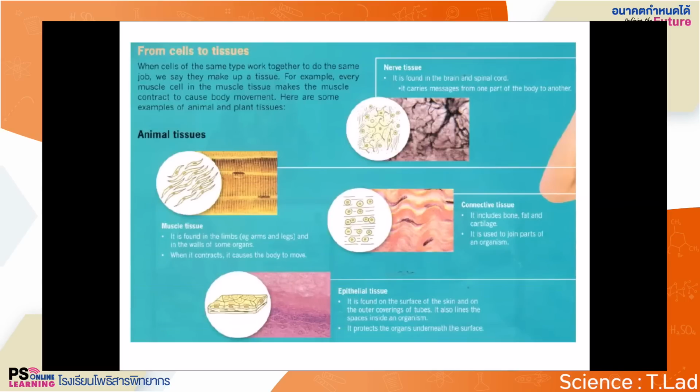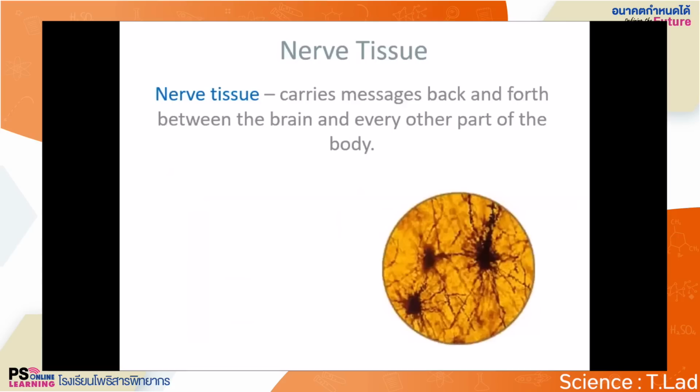So in animals, there are 4 basic types of tissues. So first, you have muscle tissue, epithelial tissue, nerve tissue, and connective tissue. So let's discuss them one by one. First is nerve tissue. So a nerve tissue is made up of nerve cells or neurons.